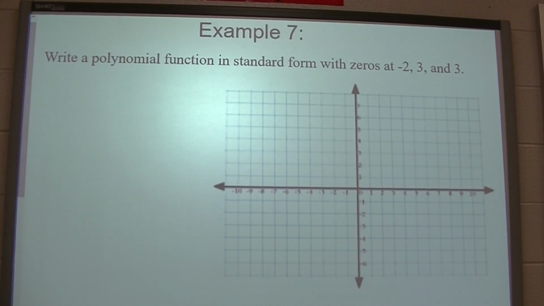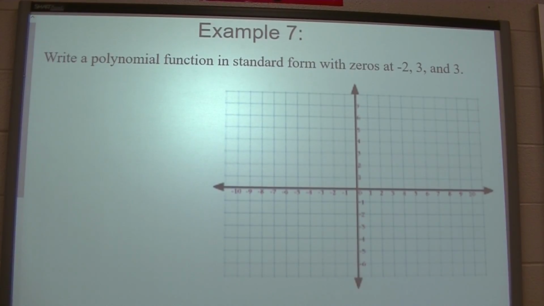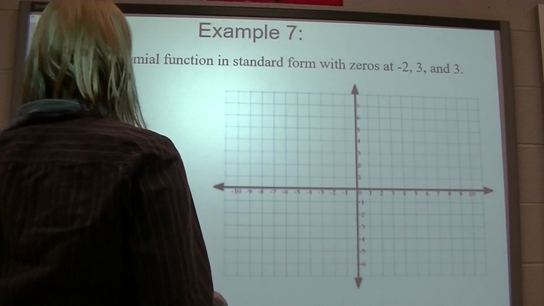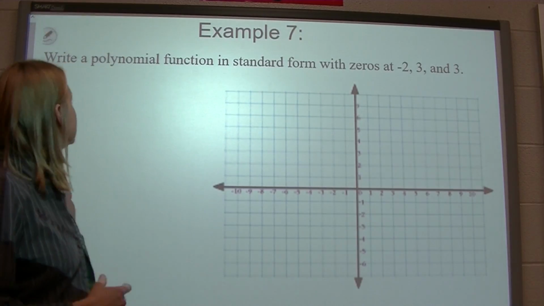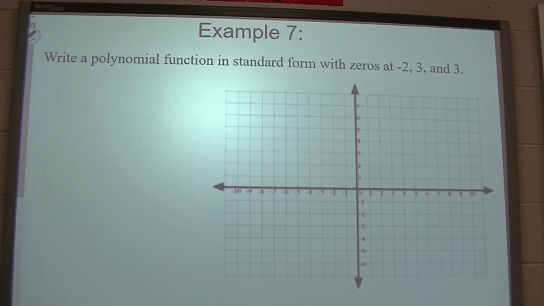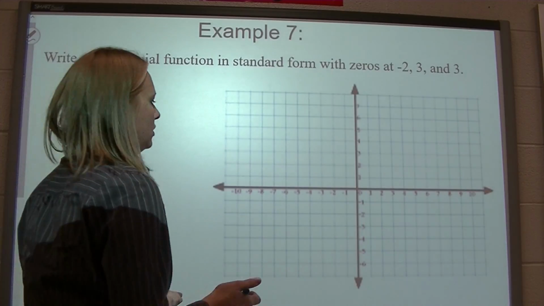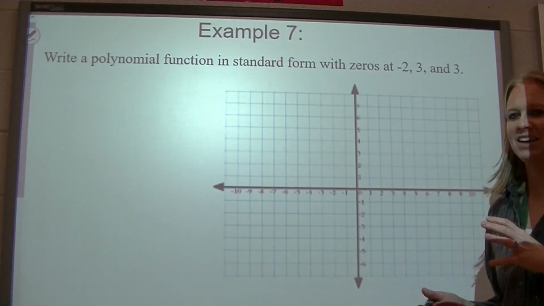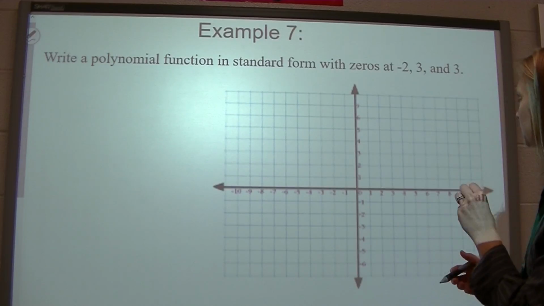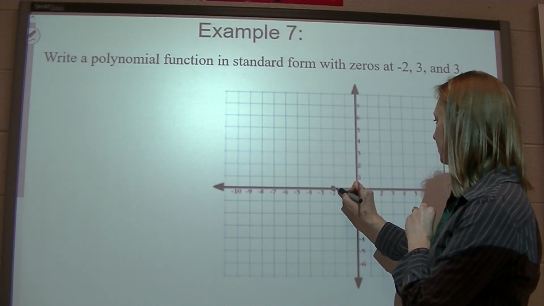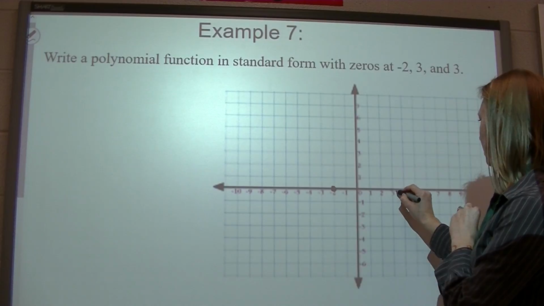Okay, then lastly, with this lesson, example 7 and 8 here. Example 7 wants us to write a polynomial function in standard form with zeros at -2, 3, and 3. So now we're kind of working backwards. Instead of being given the factors and having to find the zeros, we're given the zeros, here at -2 and here at 3.